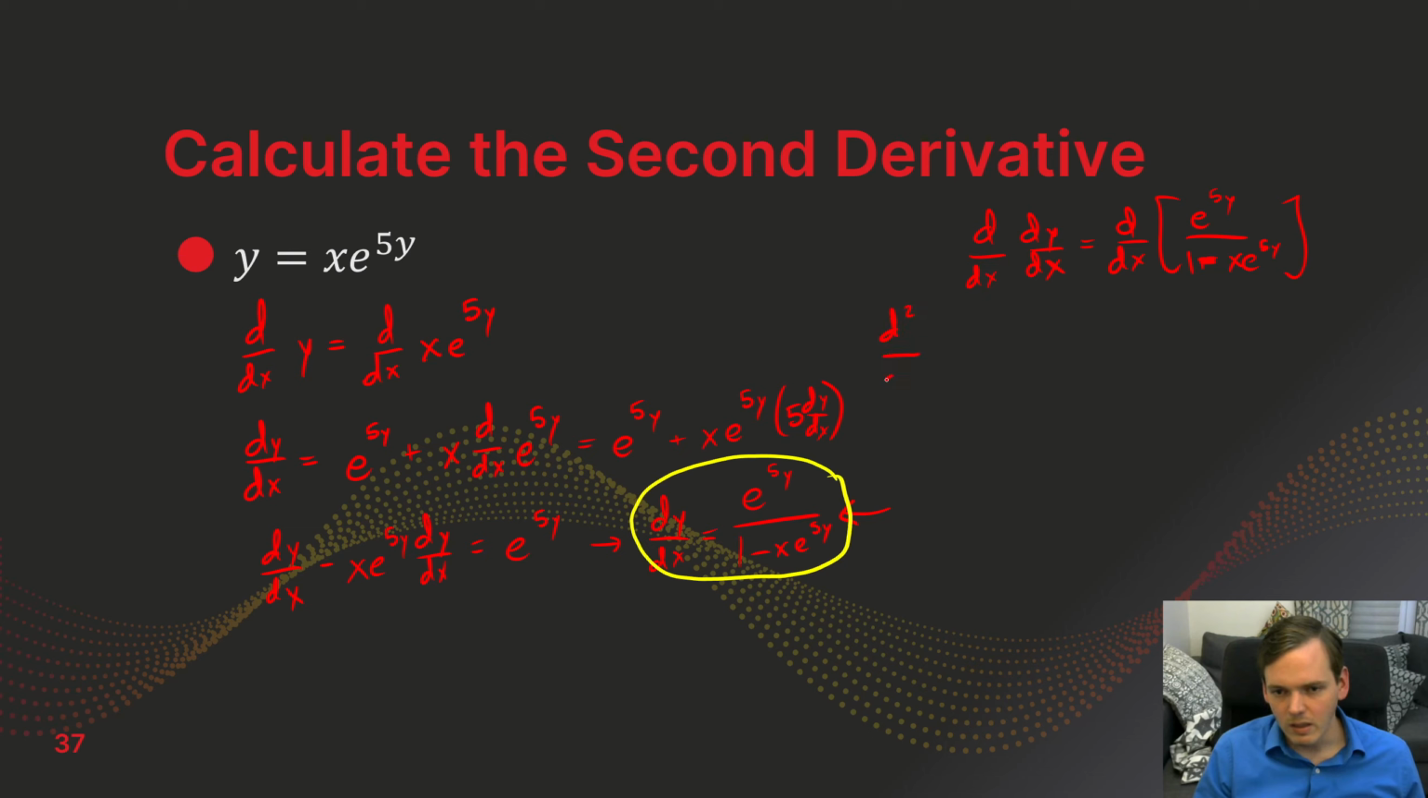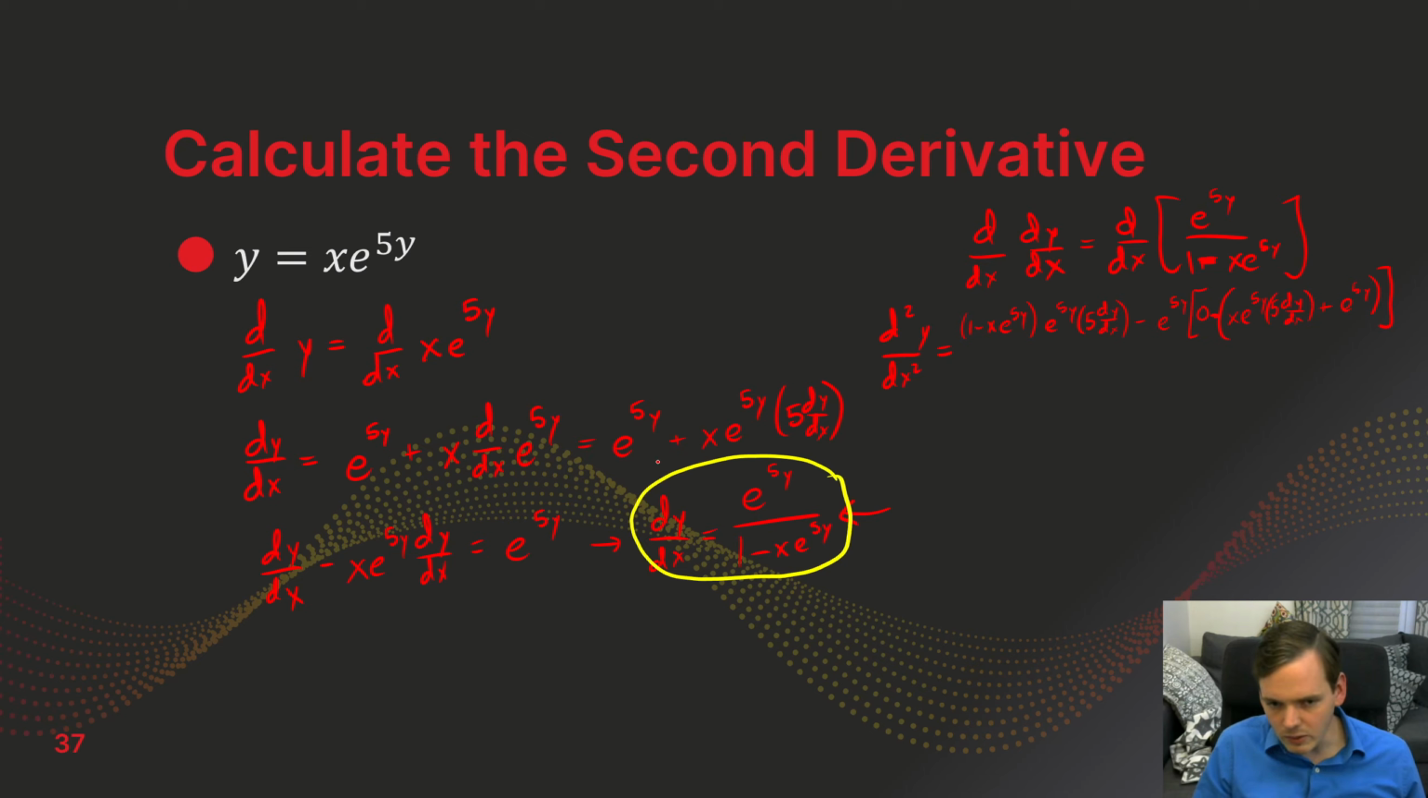So d squared y over dx squared equals, and then we're going to get the term on the bottom, 1 minus x e to the 5y, times the derivative of the term on top, which is e to the 5y times 5 dy by dx, minus e to the 5y times 0 minus, and then we have to use the product rule again, so x e to the 5y, 5 dy by dx, to make that a minus, plus, flipping those around, e to the 5y.